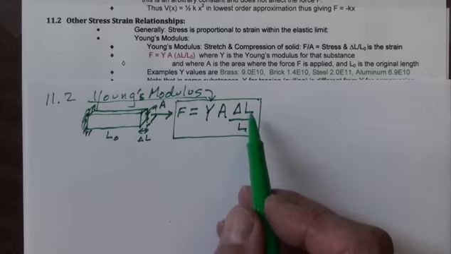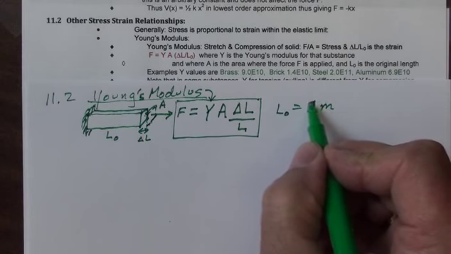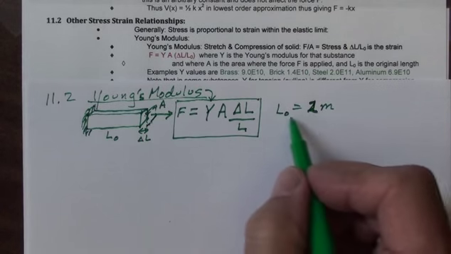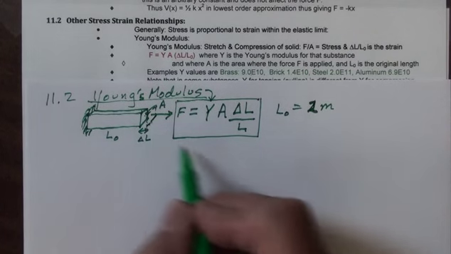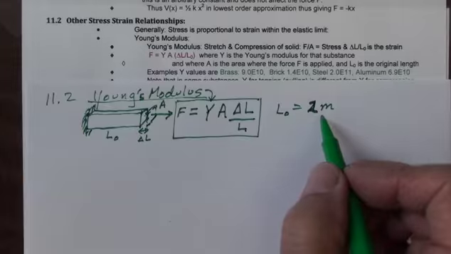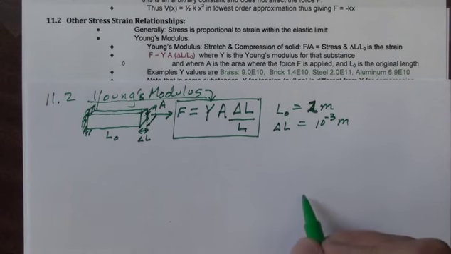We want to stretch a steel beam, and let's let it have a length, L0, equal to 1 meter. Well, let's make it 2 meters. So we're going to make this 2 meters long. That's about 6 feet. And we're going to stretch that by 1/1000th of a meter. So delta L is going to be 10 to the minus 3 meters.